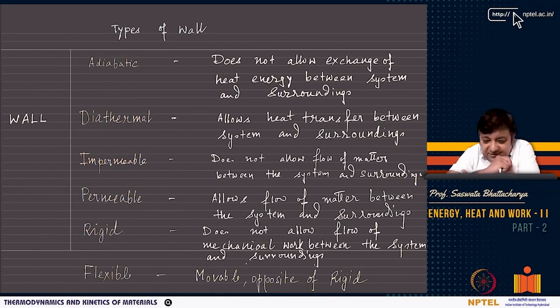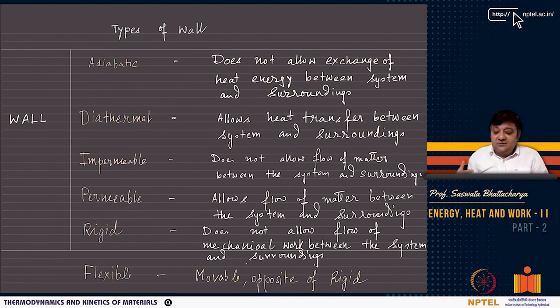Now, if the wall is permeable, for example the body of an earthen pitcher, it allows water to escape. So basically, it allows matter to transfer or flow from system to surroundings or surroundings to system.